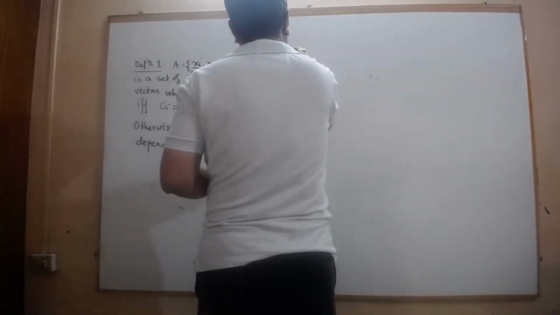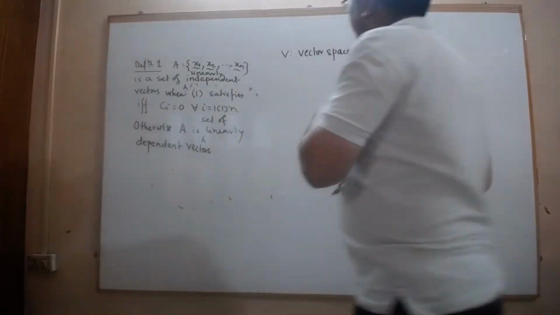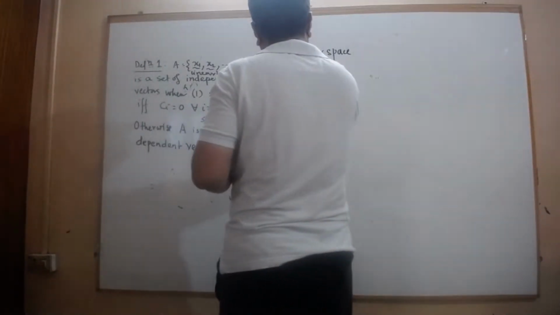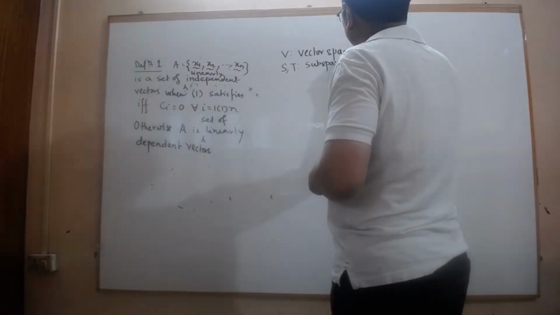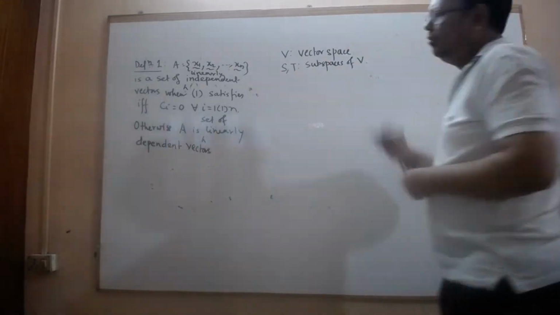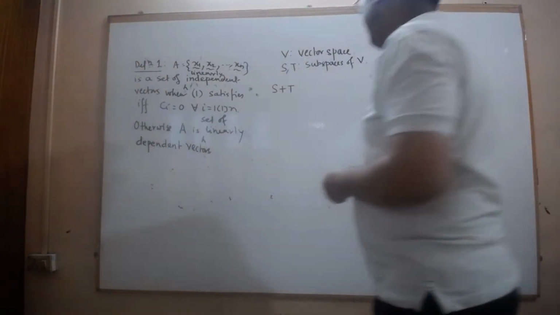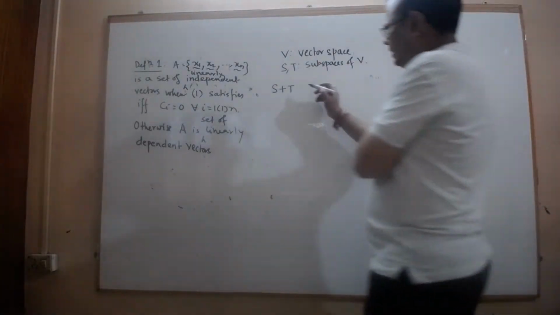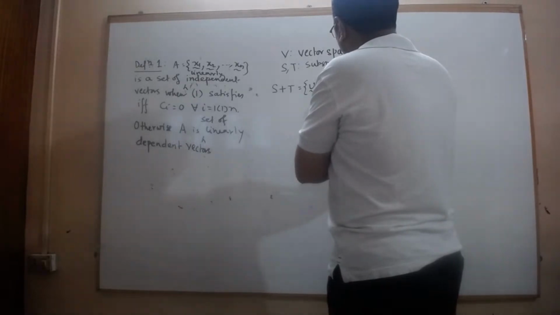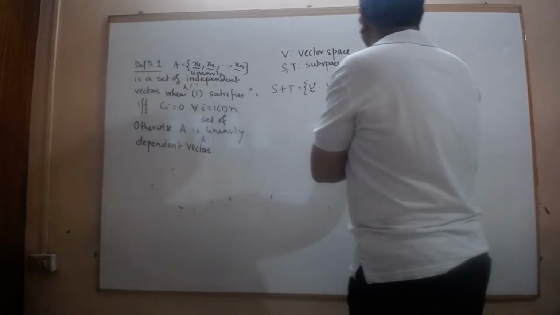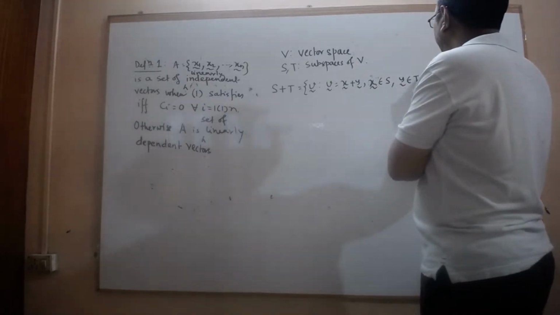V is a vector space, S and T both are subspaces of V. Now, this is the sum S plus T. We define this set as the collection of V curl such that V curl equal to X curl plus Y curl, where X curl belonging to S, Y curl belonging to T.